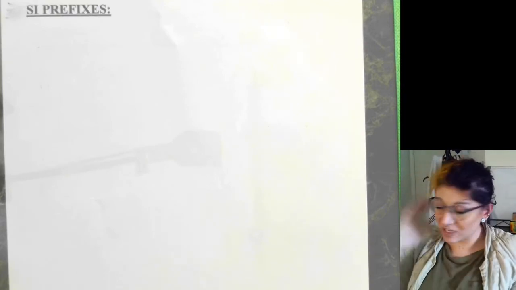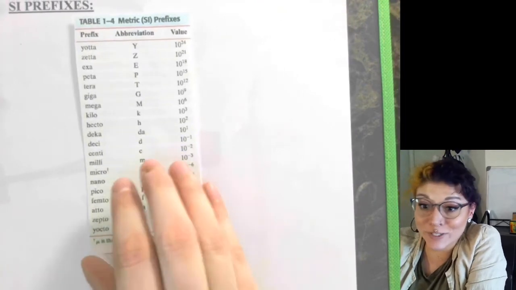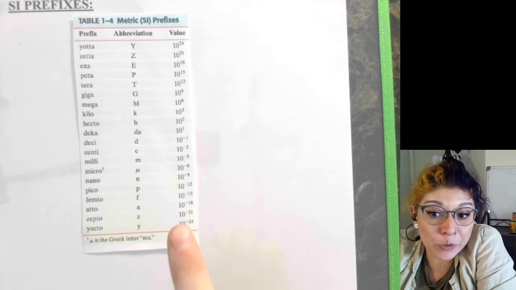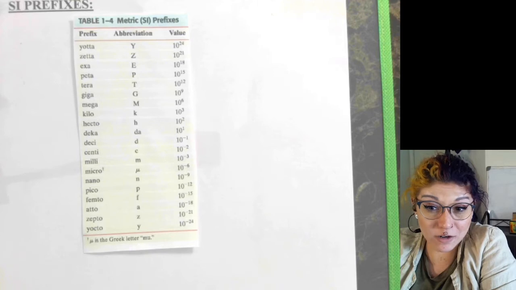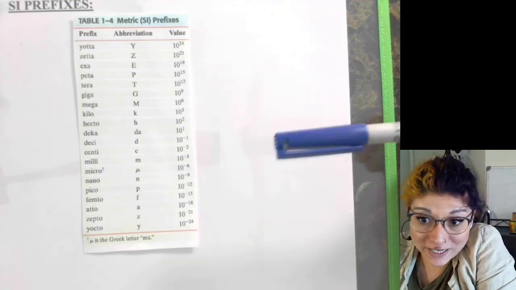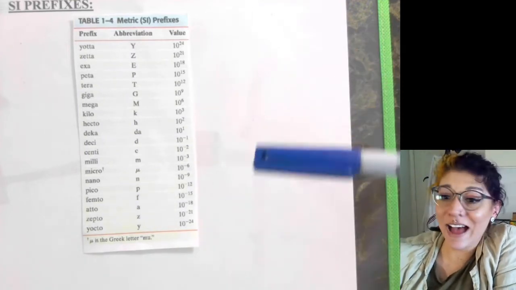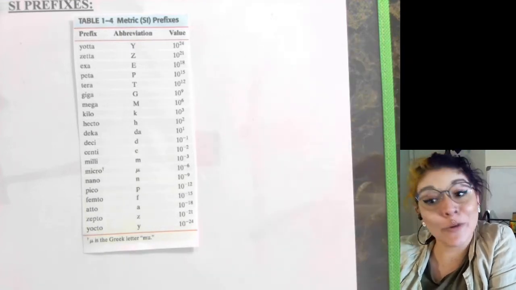I am going to show you a chart of SI, so metric prefixes that you may encounter, and some of them that we definitely will encounter. This is in your review packet. If this is difficult to read from my document camera, please zoom in on your review packet. I am going to be upfront here, okay? You do not need to know all of these. I don't know all of these.